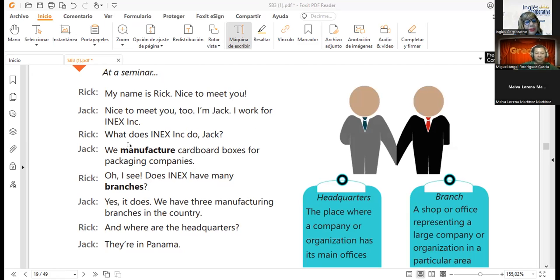Yo les recomendé que lo cambiaran en PowerPoint o lo escribieran así aparte en el manual, porque hacerlo sobre la conversación les va a costar. Es mejor escribirla de nuevo. Buena recomendación. Es más fácil en el de PowerPoint, porque ahí le quitan lo que, por ejemplo, en vez de ponerle Rick, le ponen Miguel. Es más rápido.